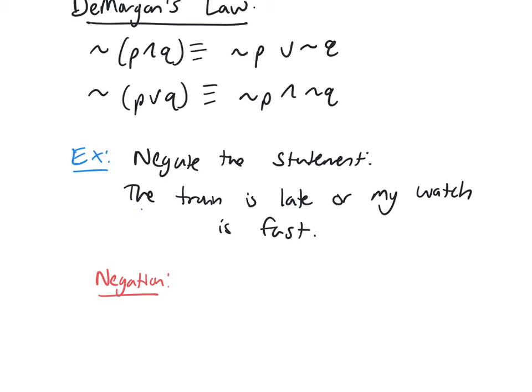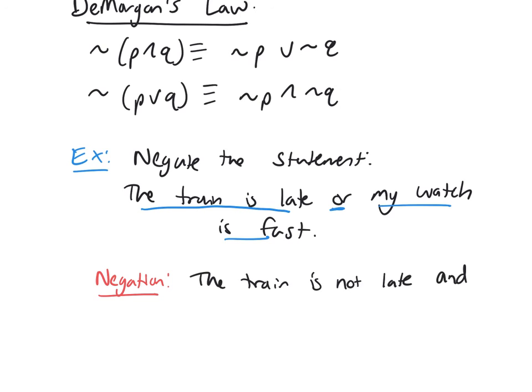Well, you're going to negate the train is late, so the train is not late. You negate this or, you flip it to become an and. And then my watch is fast. My watch is not fast. So don't forget, when you're negating these statements, if they're compound statements that have ands and ors, you need to switch them.